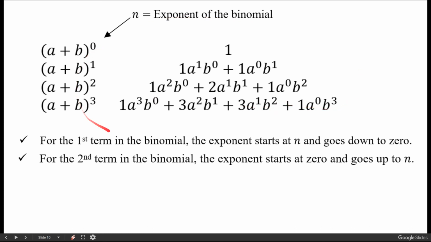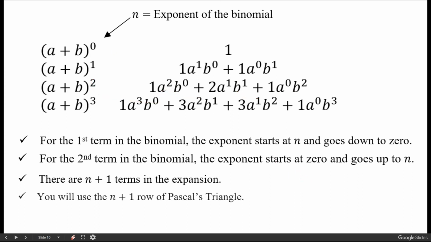And that's true for any of these when you're doing an expansion. There are n plus 1 terms in the expansion. So if we have a plus b to the third, we're going to have 4 terms. If we have a plus b to the second, we're going to have 3 terms. We're always going to use the n plus 1 row of Pascal's triangle. So if we want to know the coefficients for a plus b to the third, we use the 4th row of Pascal's triangle, and the coefficients would be 1, 3, 3, and 1.